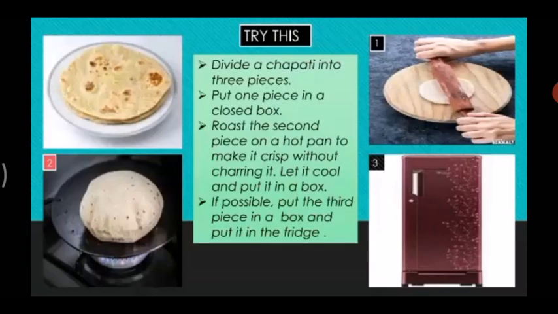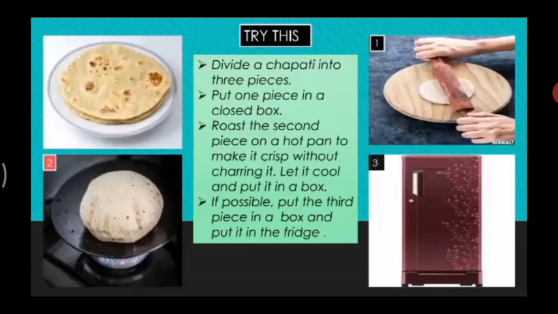Now what you have to do is put one piece in a closed box. It should be kept in a closed box. It should not be roasted. Nothing should be done to it after you take it off the rolling pin and board. Make it into half and put it into the box.